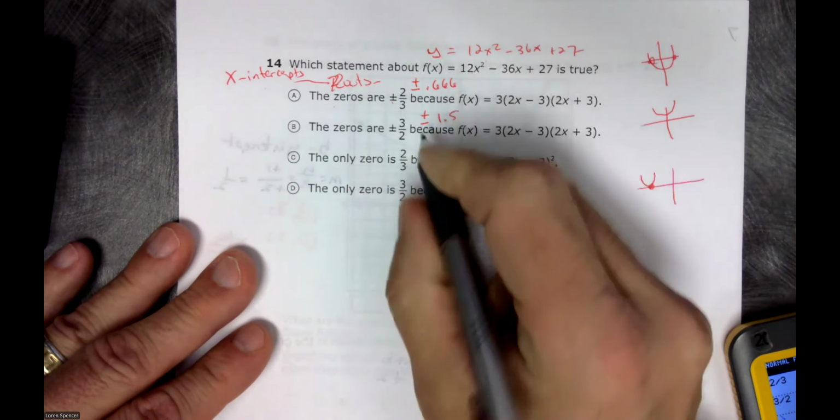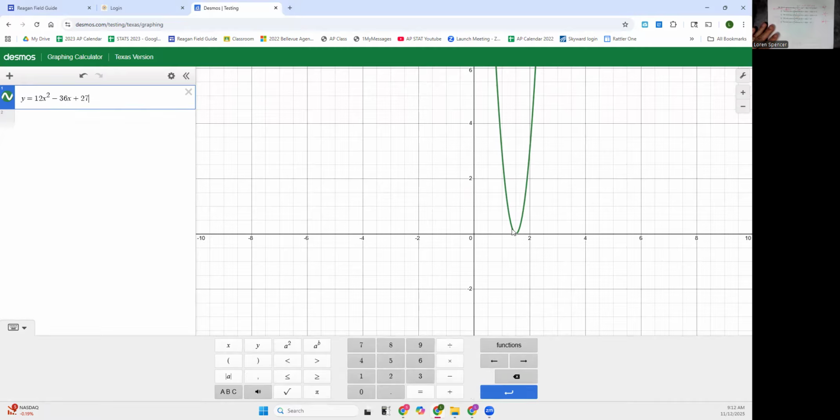What we're going to do is flop over to Desmos, and I'm going to plug the original equation in, and then I'm going to see which ones match it. So sharing screen. And sharing screen, we have y equals 12x squared minus 36x plus 27. So that's our original. First off, we only touch it one time. If we only touch it one time, we only have one solution. That means we only have one zero. The only ones that say that happen to be C and D. So if I go, oh, it touches at 1.5, so my answer has to be D.